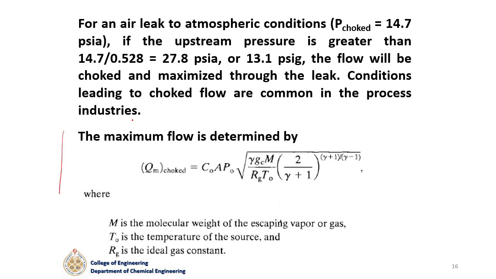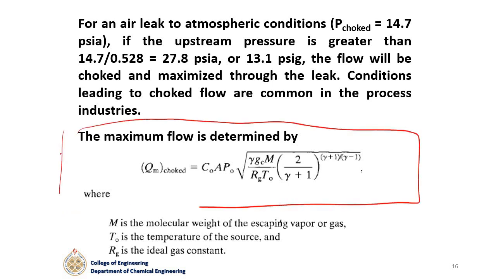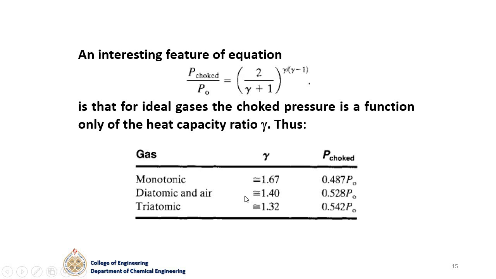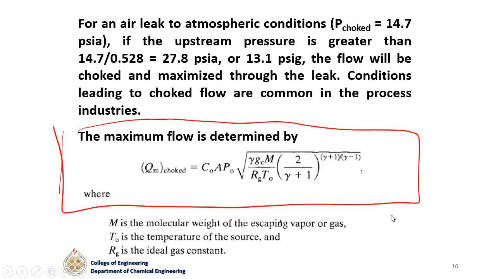What I really need is that maximum flow equation. This is what I need to do my calculations. I may use these if I have an idea that if it's monotonic, I can have an idea of the gamma, and I can have an idea of the P choked. Okay, I can have an idea.